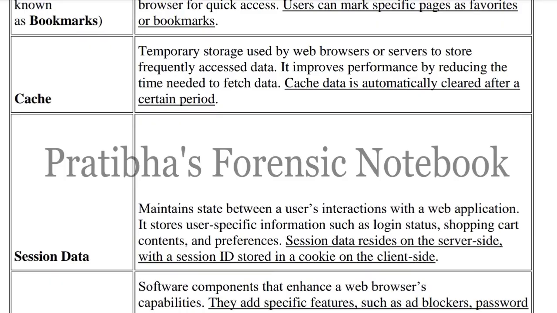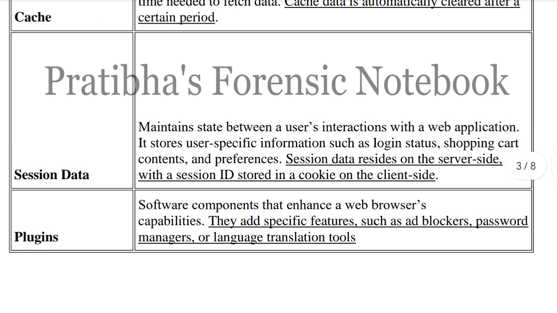Then next is session data. Session data refers to information related to the user's current browsing session. So it stores user-specific information such as login status, shopping cart and other preferences. Session data basically resides on the server side with a session ID, and is stored in a cookie on the client side.